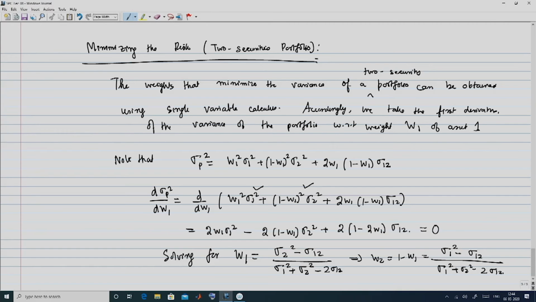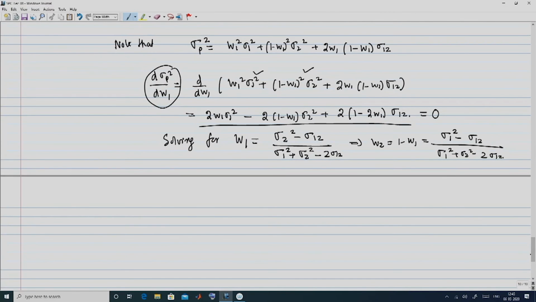And you can do the second derivative test also. You can take the second derivative and show that the second derivative of this expression is going to be greater than 0, by making use of the properties of the first and second moments as well as the properties of covariance.